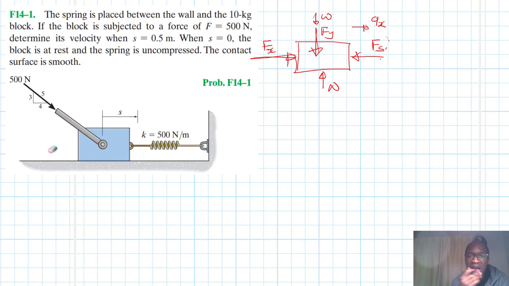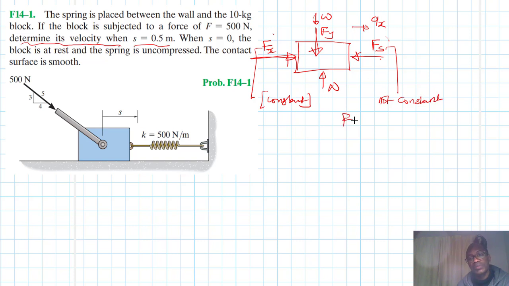There are several approaches that we can use to determine the velocity when the displacement is 0.5. Fx is constant, but Fs is not constant, because Fs equals Ks. Therefore, Fs is a function of displacement.